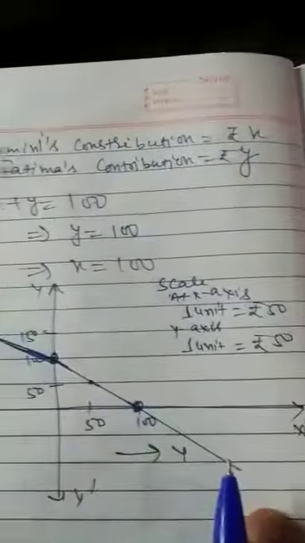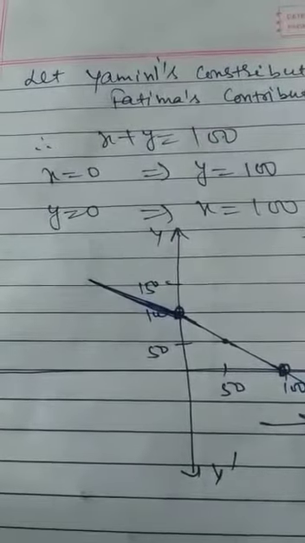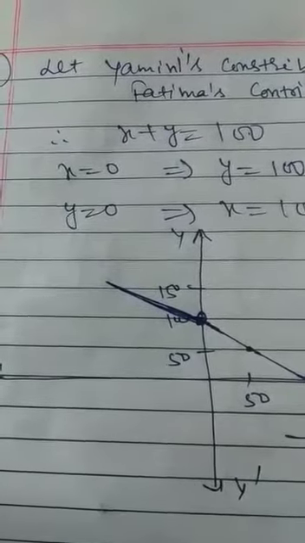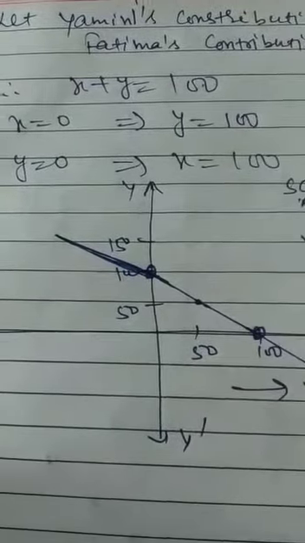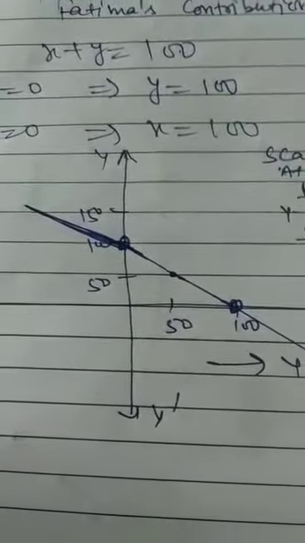See, let Yamini's contribution be ₹X and Fatima's contribution ₹Y. So together they contributed ₹100. It means X plus Y is equal to 100. Now I have taken X is equal to 0, then Y will be 100. If I take Y is equal to 0, X will be 100. Again we'll be plotting the graph. This is the X axis, X dash, Y axis, Y dash.